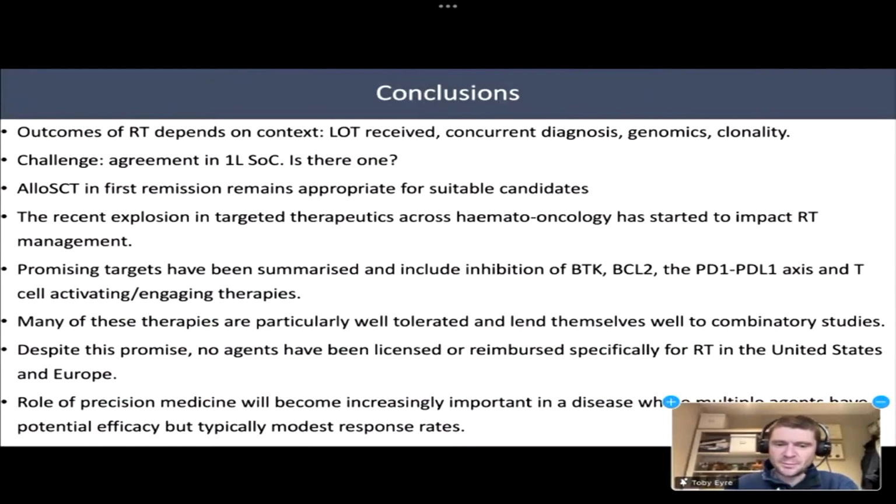So that's a brief tour of Richter's transformation. I hope that was of interest. I'll stop sharing my slides now, and I'm happy to take any questions.